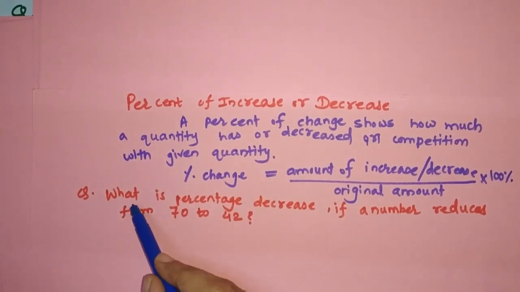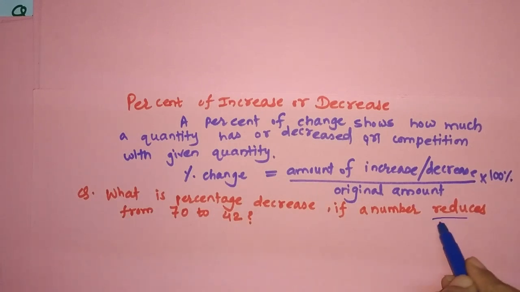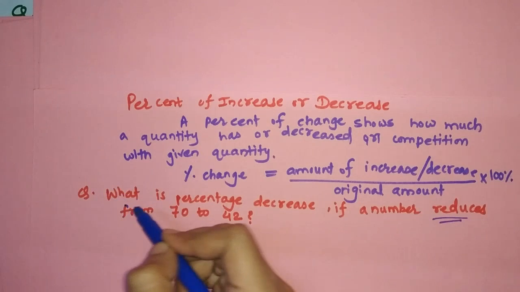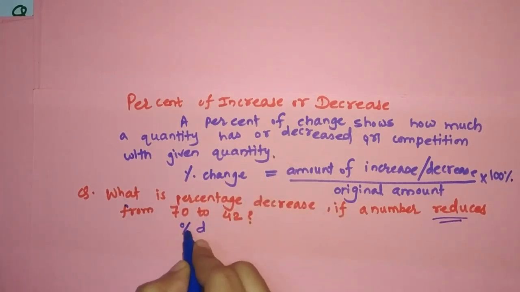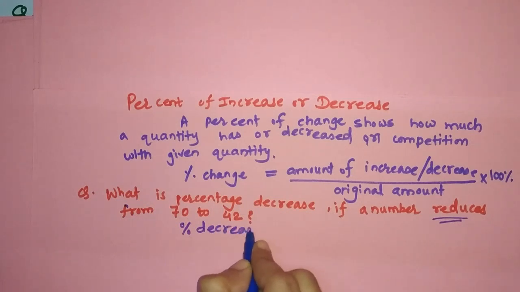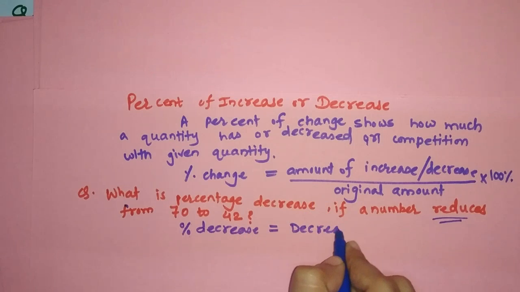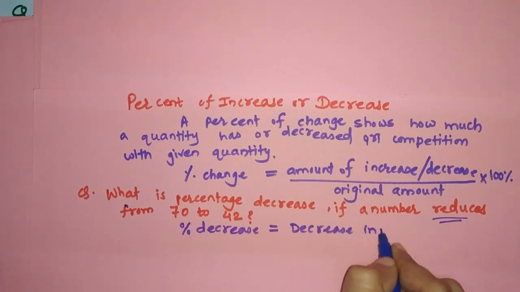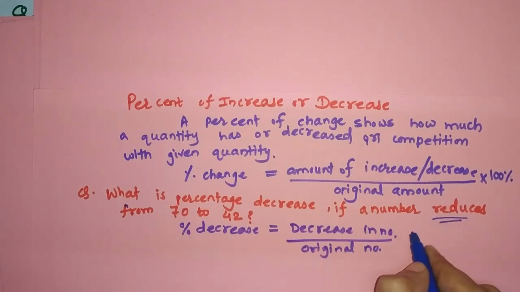So here it is given, what is the percentage decrease if a number reduces. Here the word reduces is given, and this indicates that it is a percentage decrease, and we need to find that. So the percentage decrease you can find by writing a simple formula: decrease in a number, because here the decrease value is given, and we can compare it with the original number and just multiply it by 100.